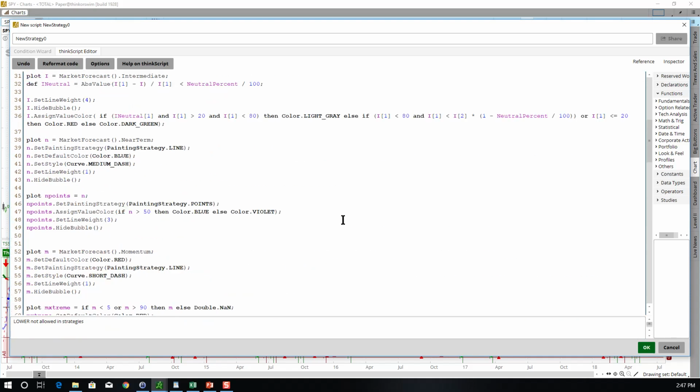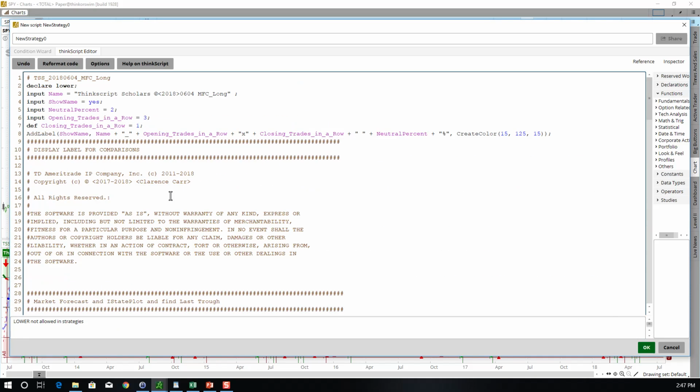There we go. So we can copy this in, and that's really our starting point for where we're going to go. We're going to take what we had, and we're going to mark this up a little differently and make this work. Now remember, this study was declared lower. And of course, what we want to do is show this up on the price subgraph.